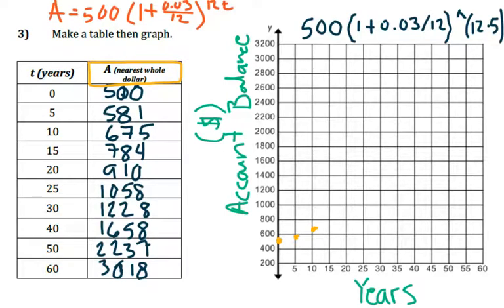Next up, we have 15, and so going right 15 and up 784, just less than the 800. And we're going to continue to plot these points so that it ends up looking like this graph. And notice it has a curve to it, and that's because this is a type of exponential function or exponential equation when we graph.